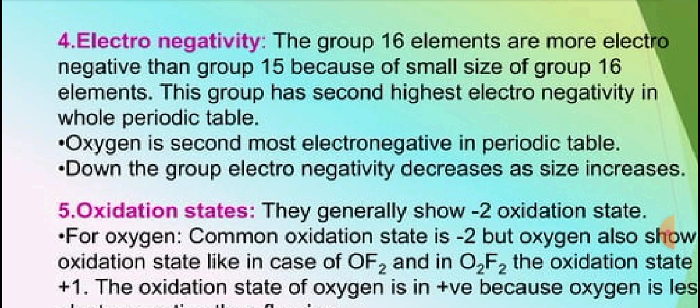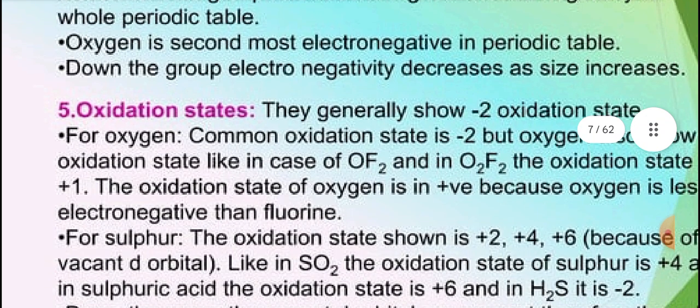Group 16 elements are more electronegative than group 15 elements because of small size and high effective nuclear charge. This group has the second highest electronegativity in the whole periodic table. Oxygen is the second most electronegative element in the periodic table after fluorine. Down the group, electronegativity decreases as size increases.